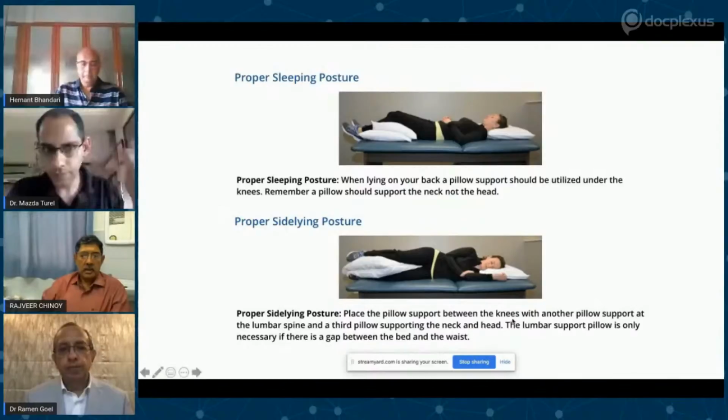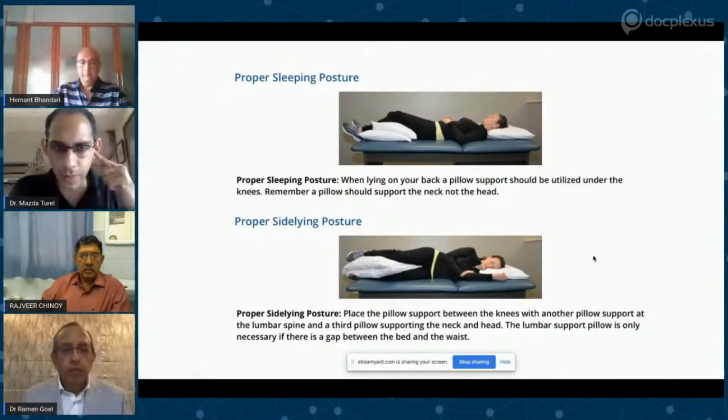Hello? I'm sorry, there was a lot of disturbance. I could not hear the question. The morbidly obese patients find it difficult to sleep on their back. They sleep on their tummy. They can't sleep on their back.